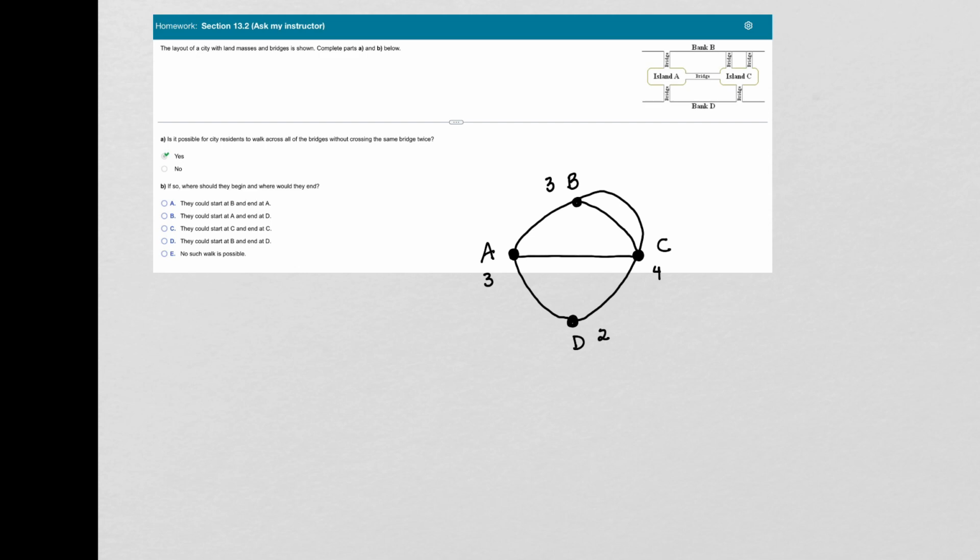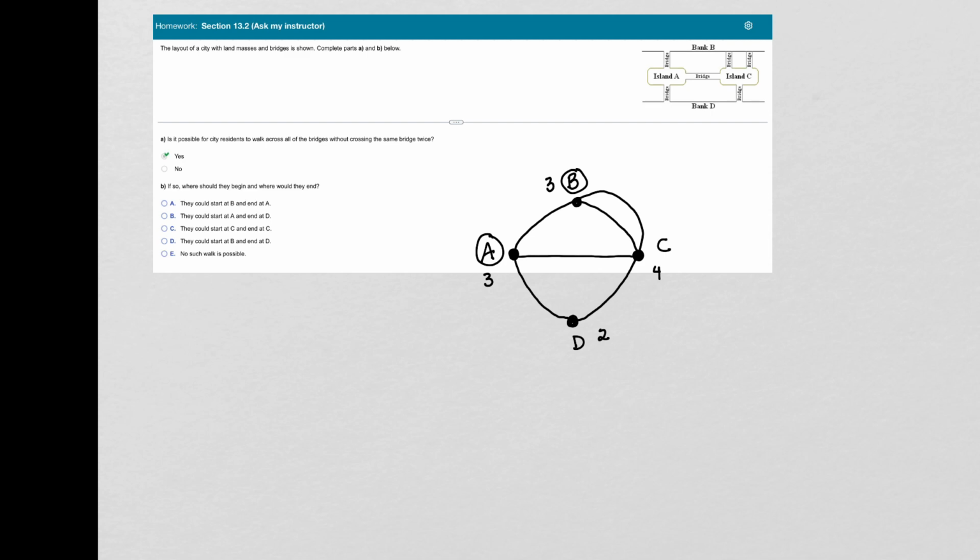So that tells me that there is an Euler path, and it has to start at either vertex A or vertex B and end at the other one. So it says, is it possible for city residents to walk across all of the bridges without crossing the same bridge twice?